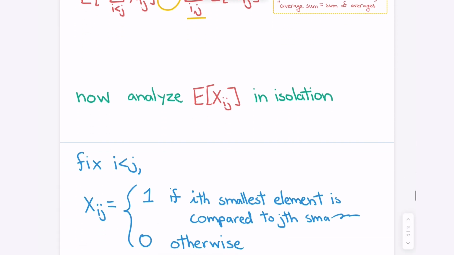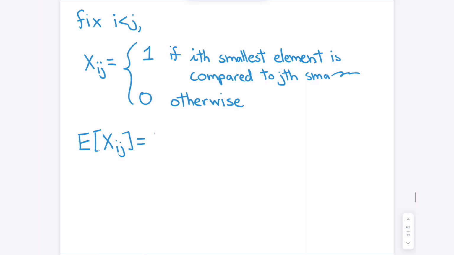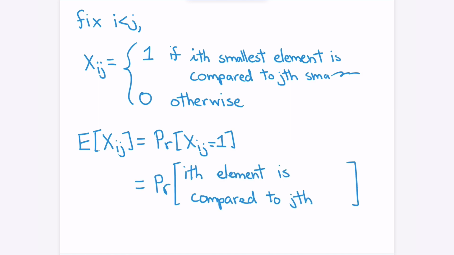How should I think about x_ij? Since x_ij is a 0 or 1 random variable, its expected value is also the probability of it being equal to 1. So I'm really asking, what are the odds that the 100th smallest element is compared to the 200th smallest element? How can we try to figure that out? What are the odds that one element is compared to another?